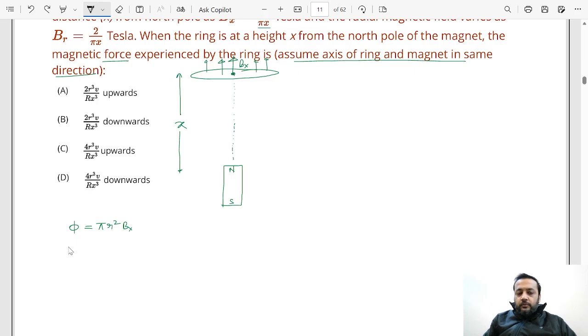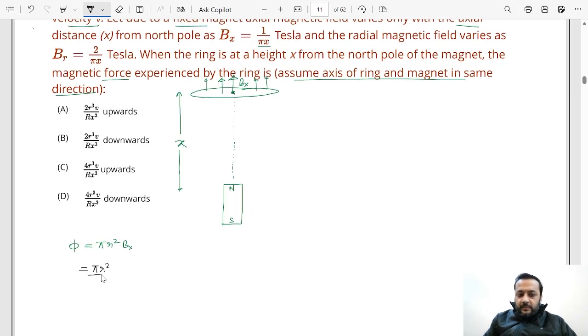Now as this x will change, because the flux is a function of x, the value of Bx is 1 upon pi x. So from here pi will get cancelled, and the flux will be r square by x. Now let's find the value of d phi by dt, which will give you the value of the emf induced. The emf induced will be the magnitude of d phi by dt.